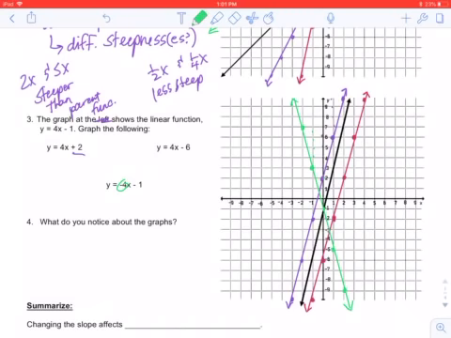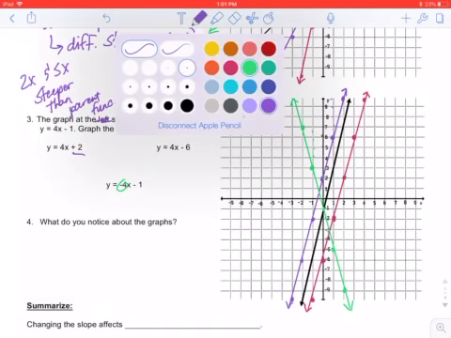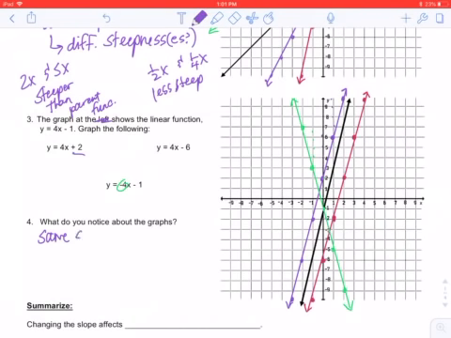Okay, so then again, what do you notice about the graphs? Well, in this case, we had the same slope every time, but different y-intercepts. So, in other words, these graphs have been shifted up or down. Then we also have this green line. It was not shifted because it was at the minus 1, and it's not changed as far as the steepness is concerned. The only thing that's changed is that now it has a negative slope.